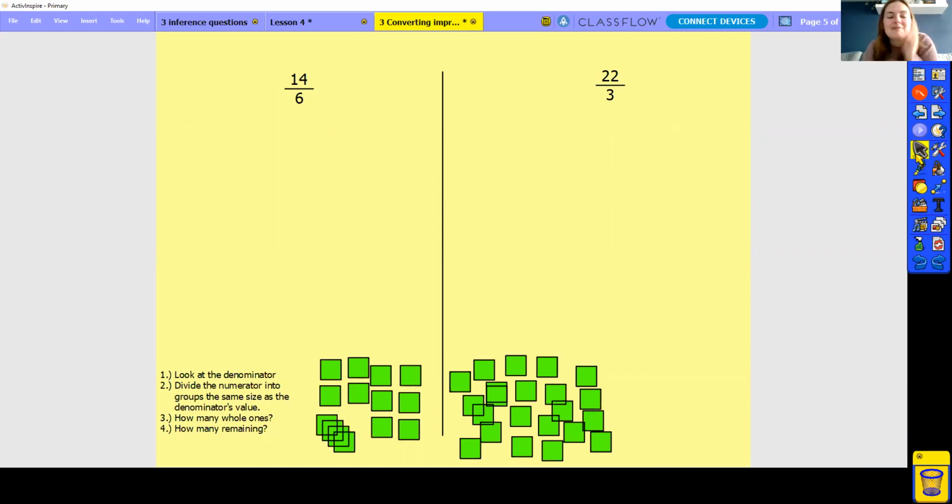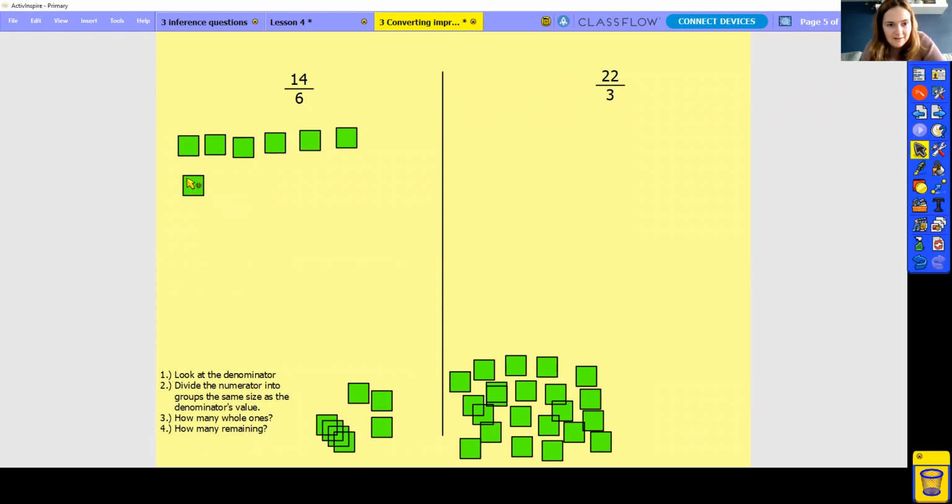If we do the one on the left first, we're putting them into groups of 6. We're looking at how many groups of 6 there are in 14, which some of you will know straight away, but it is nice to have the representation in front of us. So we put them into groups of 6. We've got 1, 2, 3, 4, 5, 6. And let's try again.